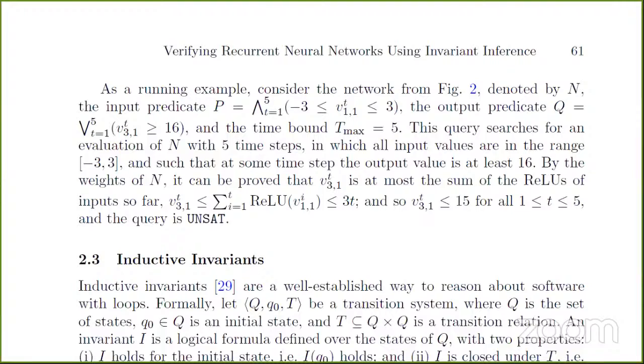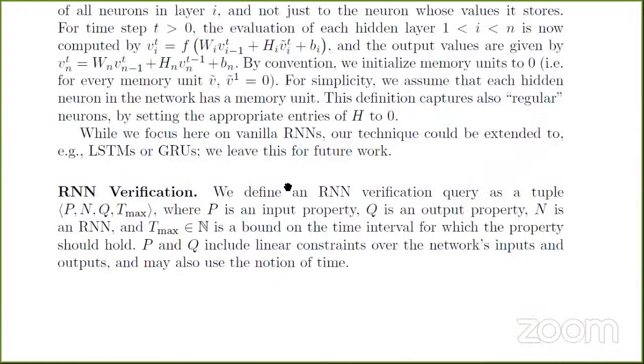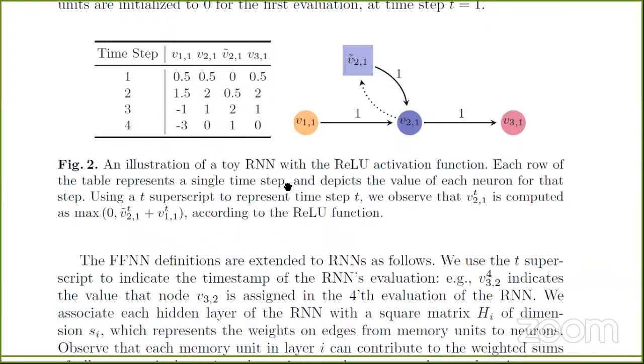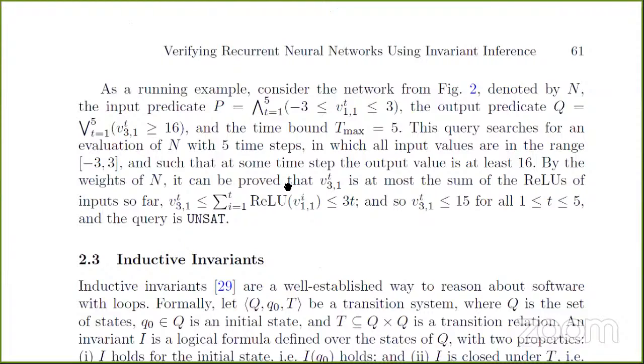And the claim is that this property holds because what you're doing for this network is accumulating all the values of this input. See, the values are bounded by 3, so the values can at most be 3. If you accumulate the maximum value at every input, you would get 3 plus 3 plus 3 plus 3 plus 3, which is 15 in 5 time steps. So therefore it can never become 16.